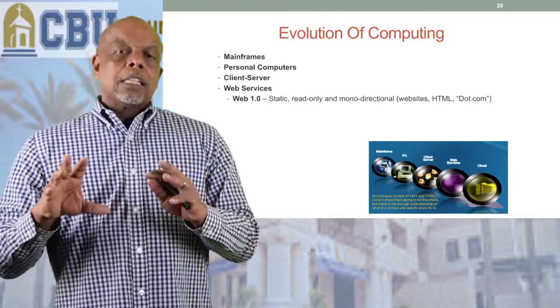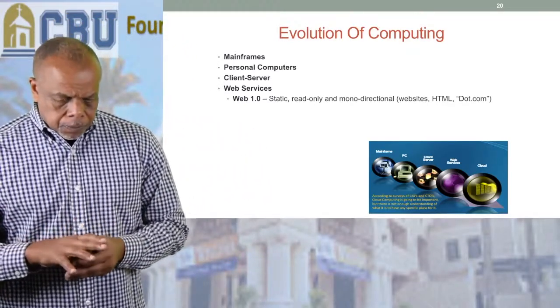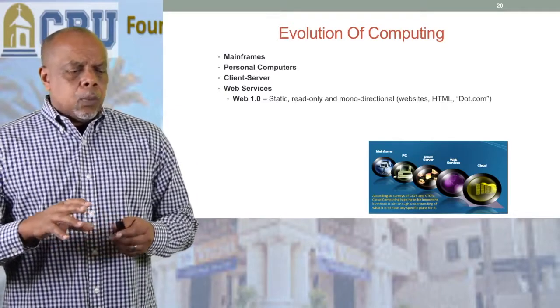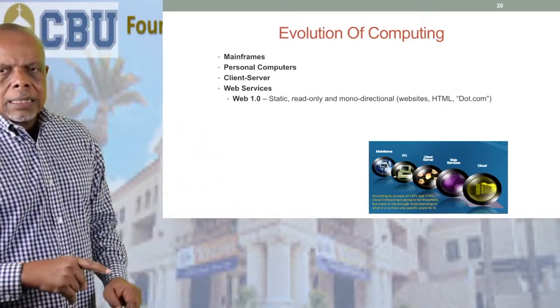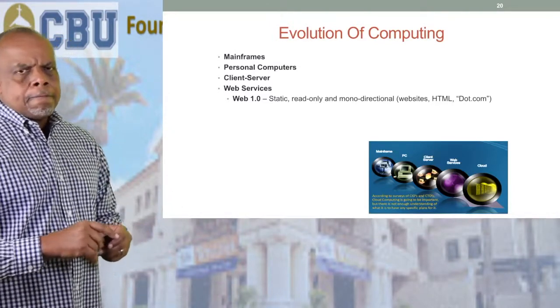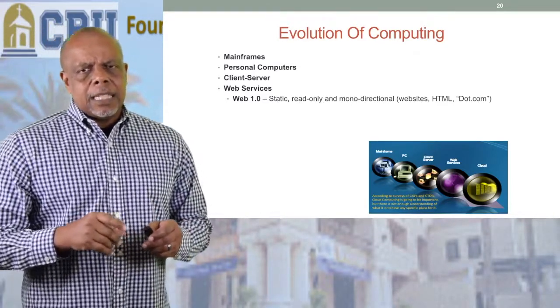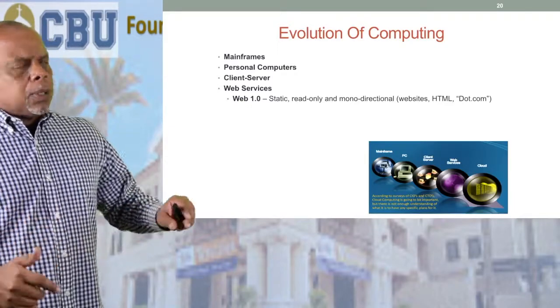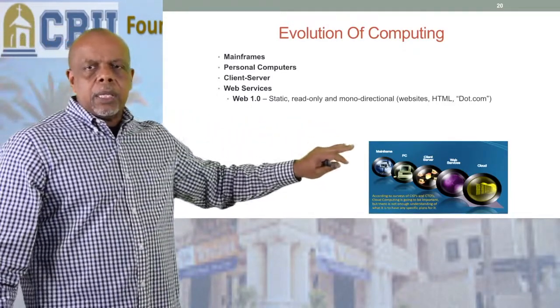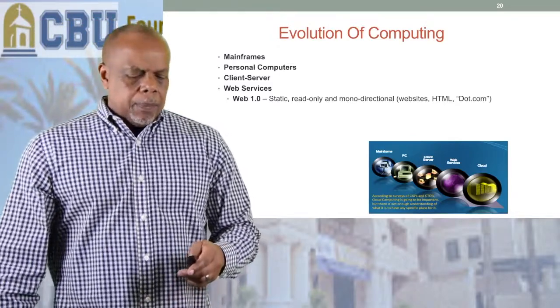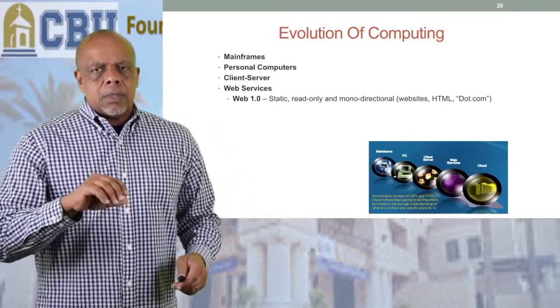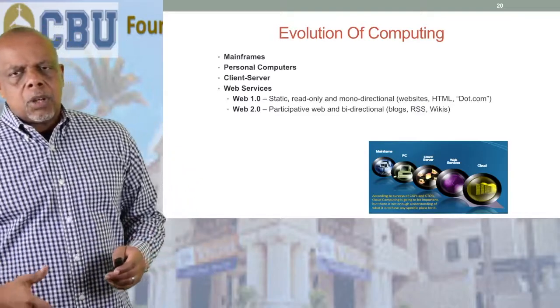Now, how I like to explain the web is in generations. When we first started out with the web, Web 1.0, this was late 70s, early 80s, it was just static, read-only, mono-directional web pages. It started out with HTML and we start moving up from that.